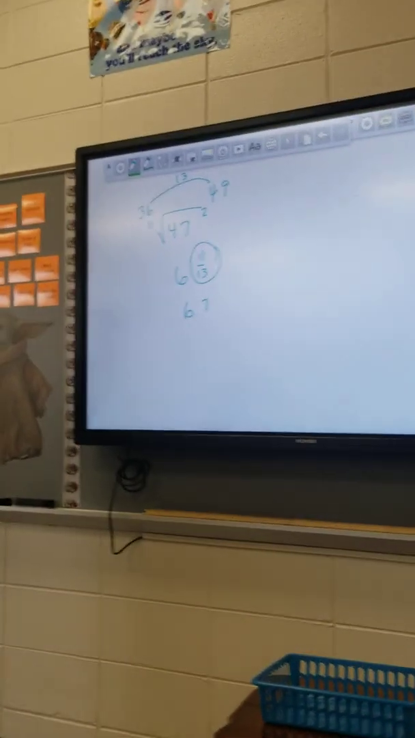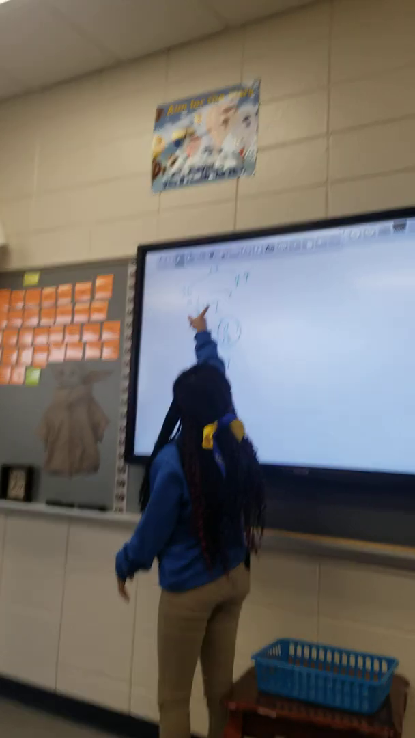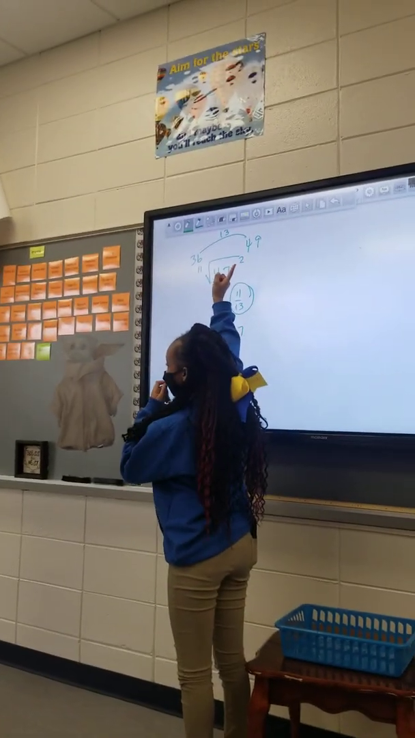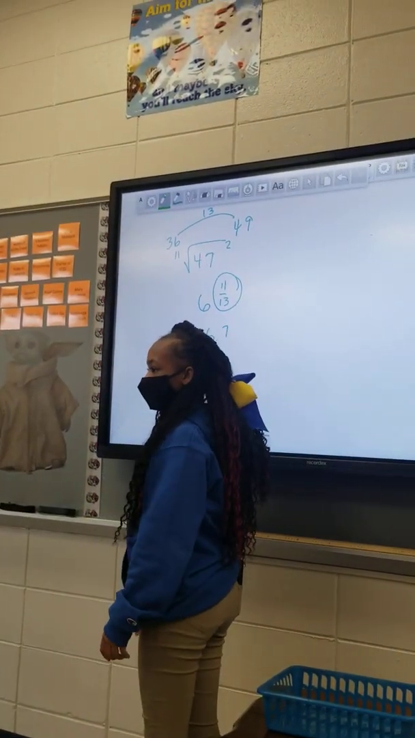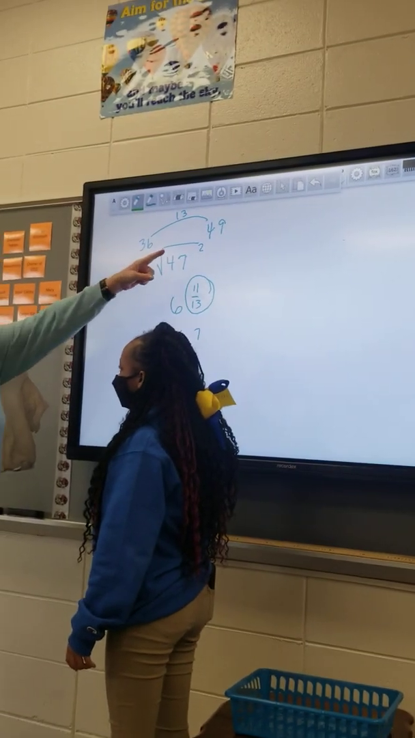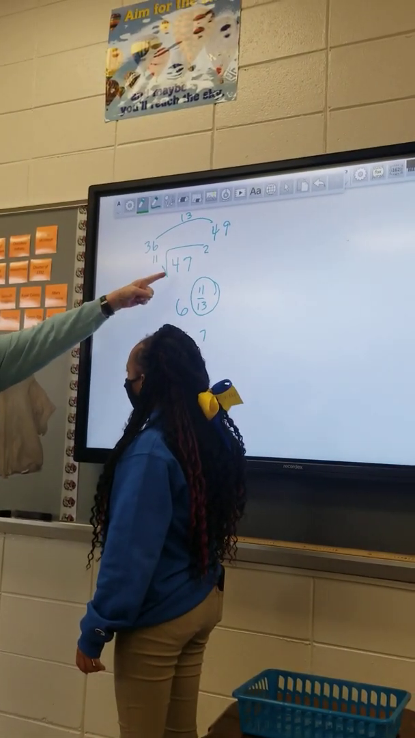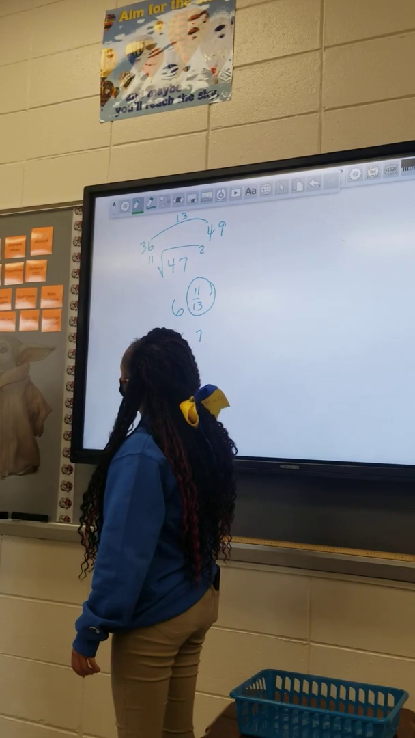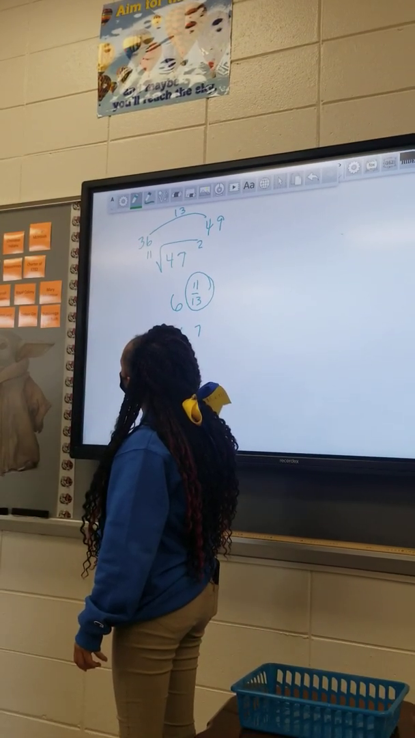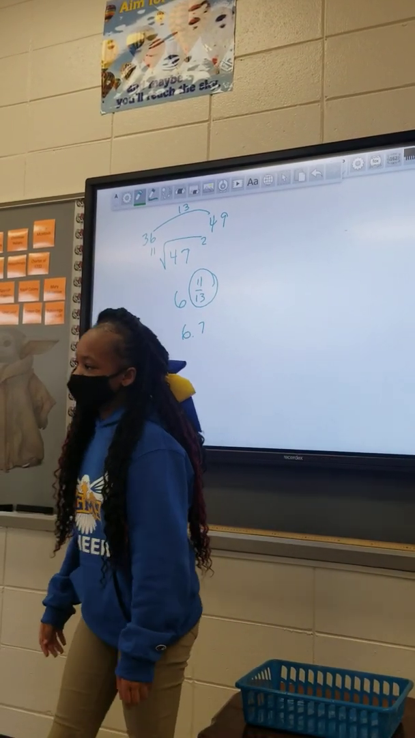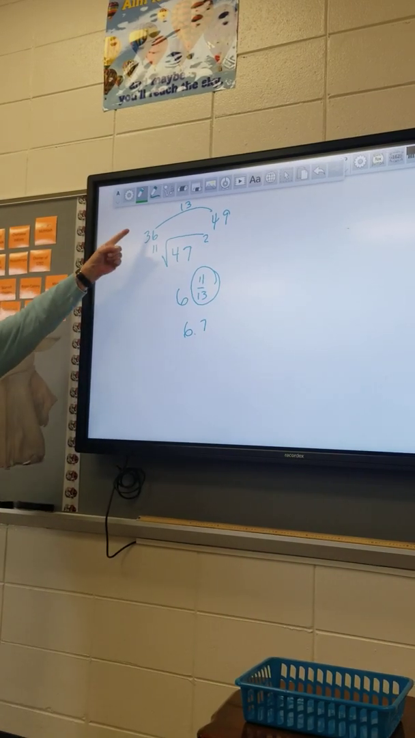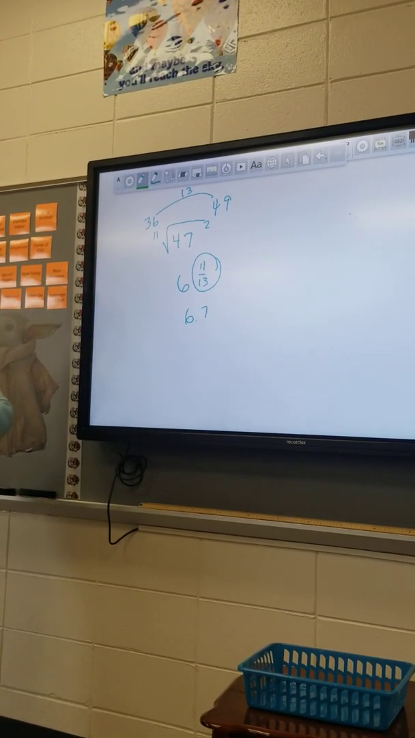For all the ones you were doing, whichever number was closer is the square root you would use. No, use the opposite one. You always have to use the lower one, because it can't be more. If I use 7, it would have to be more than 47, because 7 squared is more than 49. The square root of 36 is 6. I have to use the bottom one, so I first take the square root of the bottom number.